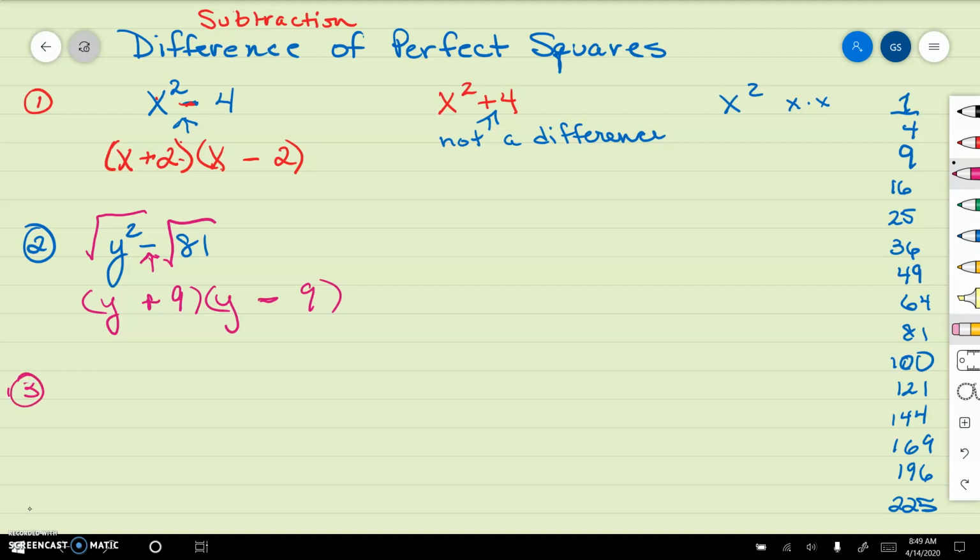All right, number 3. A squared minus 36. I don't know if you can hear that. That's my dog scratching the floor. Okay, so we're going to look at this. It's a squared, so that's a perfect square. Then you have minus, which is subtraction. That's what we want. And then 36. Well, 36, if you might know it already, or if you look in your list, 36 is a perfect square.